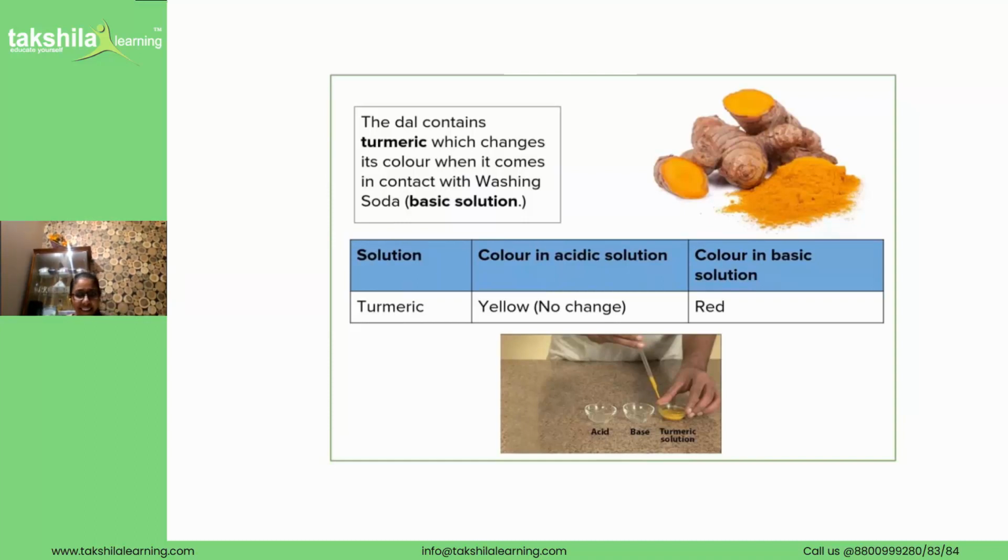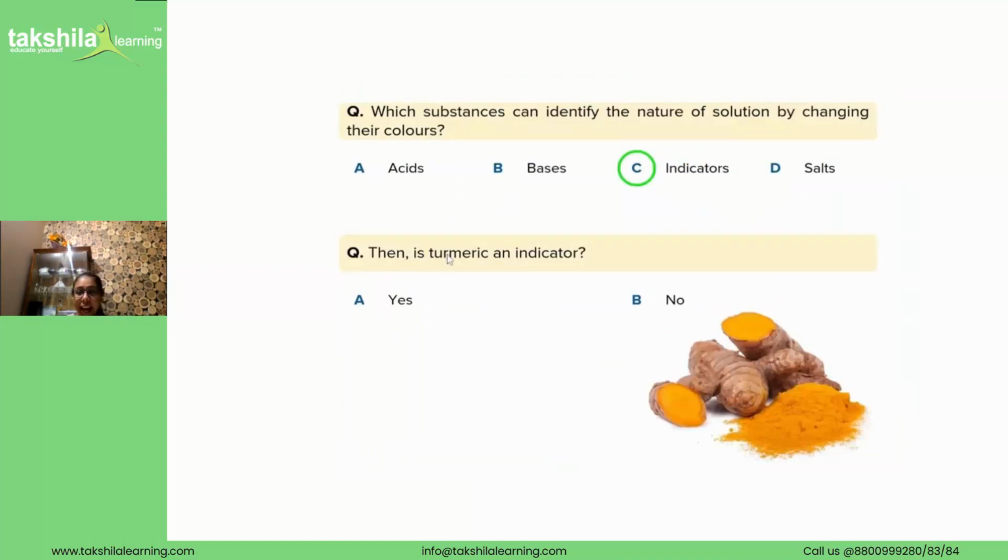So again, quiz time. We already did the first question, which says how can we identify the nature of a solution, and the answer was indicators. Now the question is, is turmeric an indicator? Of course, yes, turmeric is an indicator.